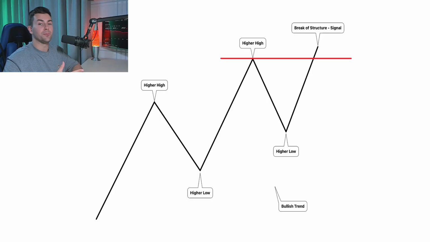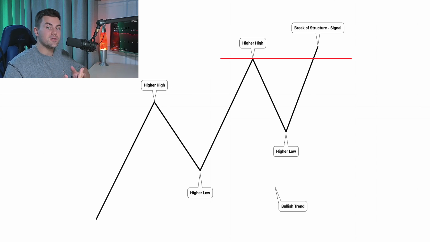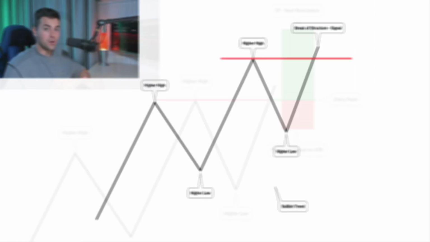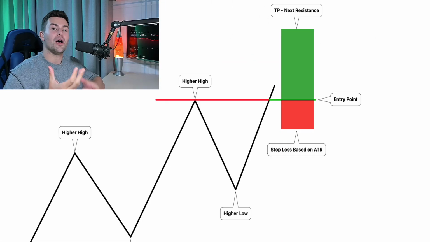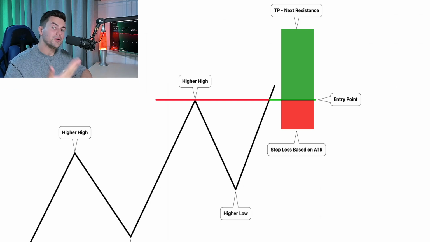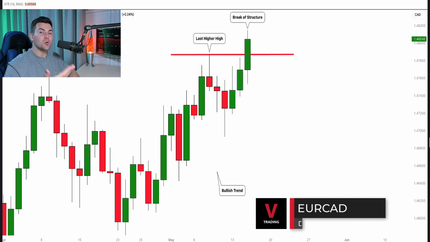In a bullish trend, a bullish violation of the level of the last higher high and a daily candle close above that is a very strong bullish signal. It signifies the strength of the buyers and indicates a highly probable bullish continuation. Your perfect entry point after the confirmed break-of-structure is the retest of the level of the last higher high. Stop loss should be based on the ATR, average true range indicator, and the take profit should be based on the next strong resistance. Take a look at EURCAD pair.